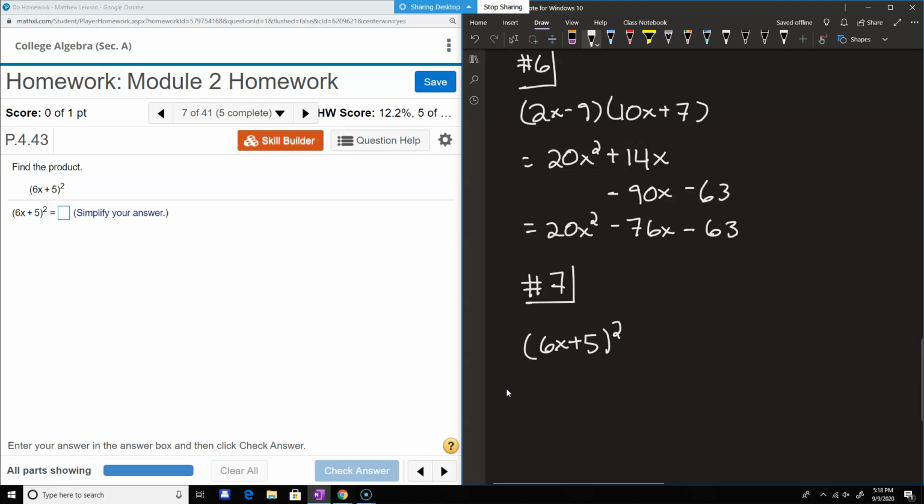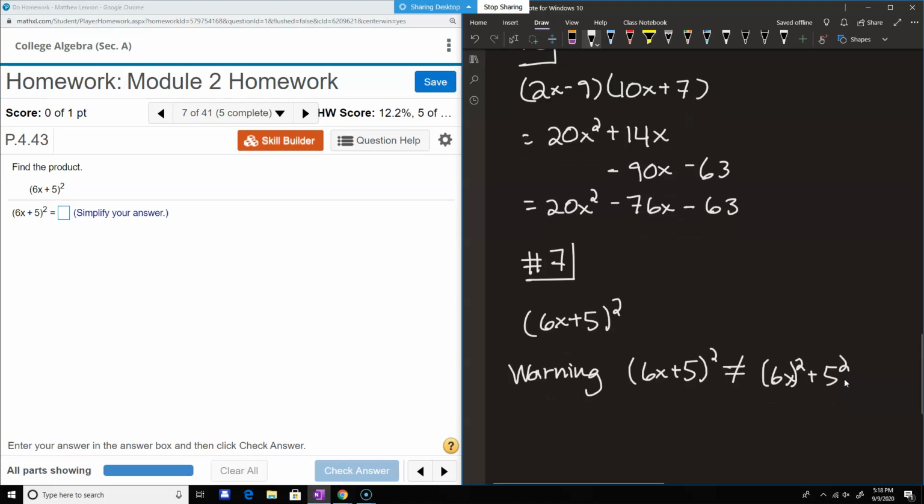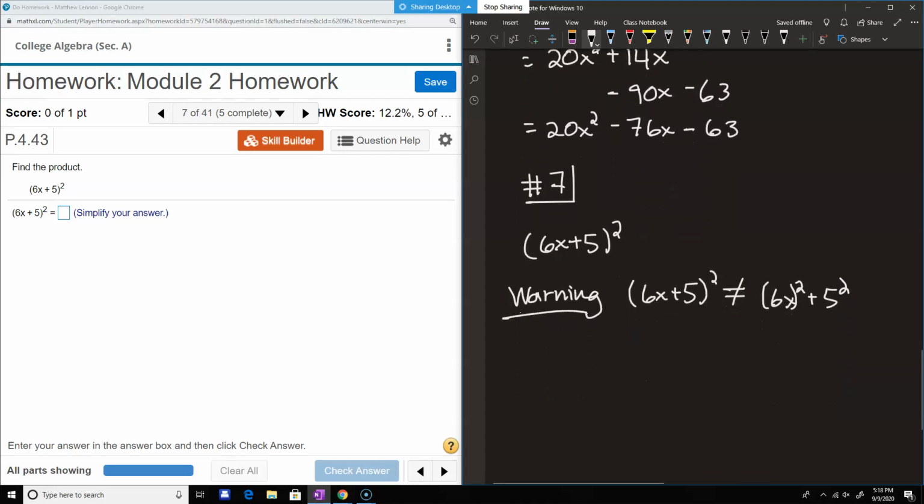So warning. 6x plus 5 quantity squared is not equal to 6x squared plus 5 squared. You can't distribute the exponent like that. What you have to do is multiply it as 6x plus 5 times 6x plus 5, two sets of parentheses, and then multiply the polynomials. So this is a no-no.